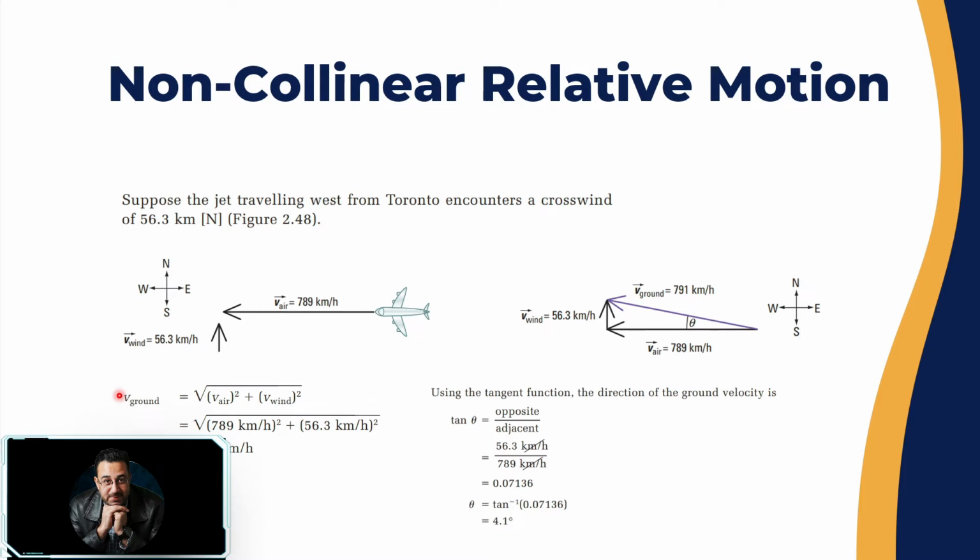What is the angle of v ground? We say tan theta is opposite over adjacent. Opposite is 56 over 789. That would give you 0.07 for tan theta. Then theta would be tan inverse of 0.07, which is 4.1 degrees, in this case northwest.